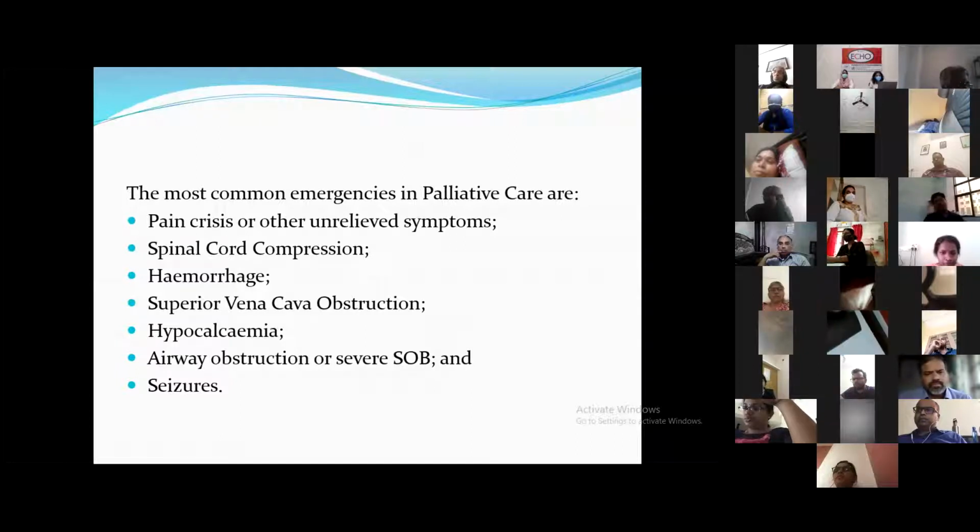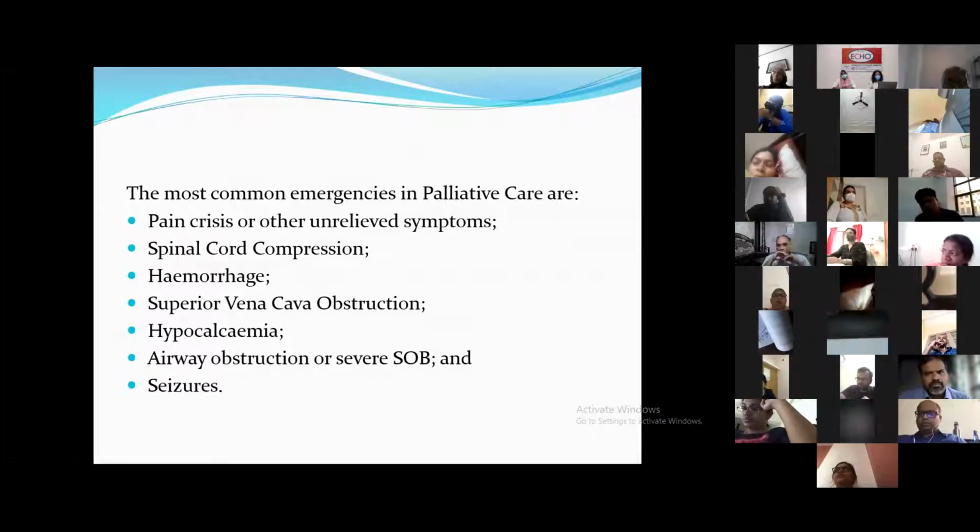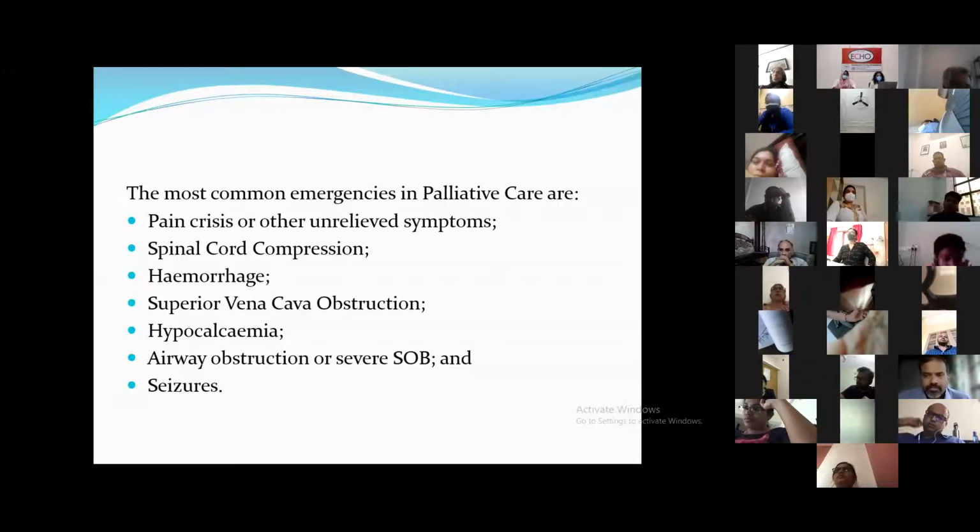If I tell you what the most common emergencies are, this is not clear-cut data. These are the most common emergencies I have seen or experienced in my practice. First is pain crisis or any other unrelieved symptoms, shortness of breath might be. Although constipation is a chronic symptom, most patients present with acute distress because of constipation. Of course, spinal cord compression is a priority and top of the list, because that is an actual neurological emergency.